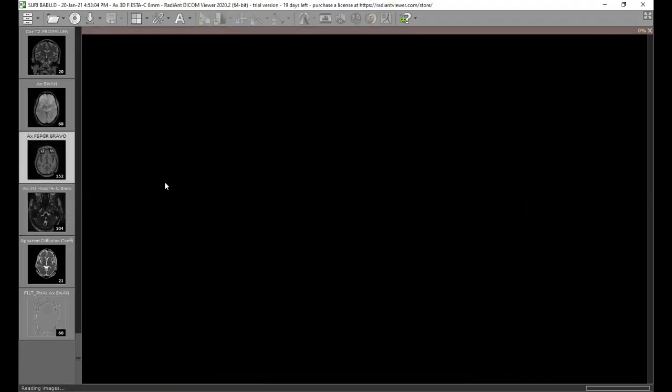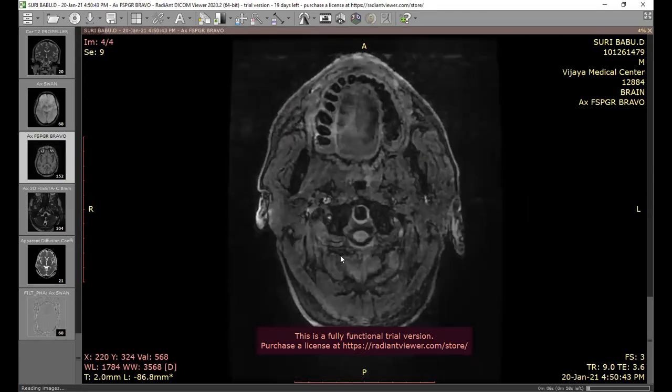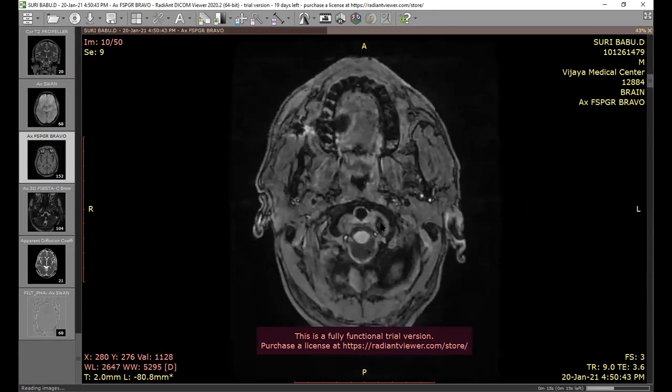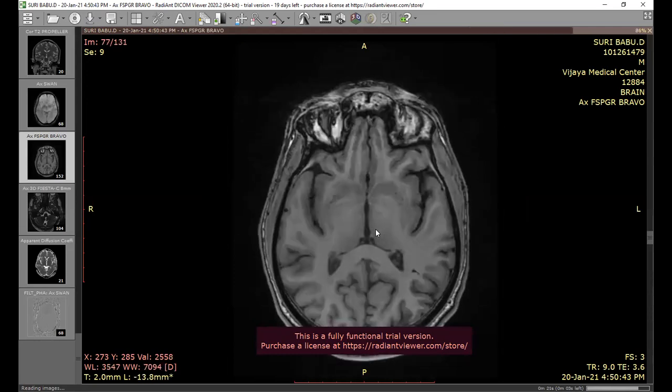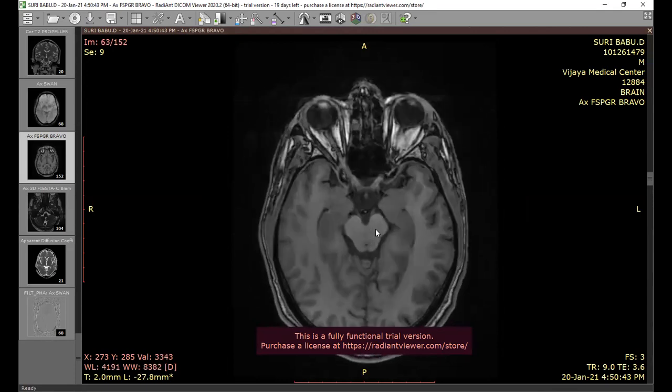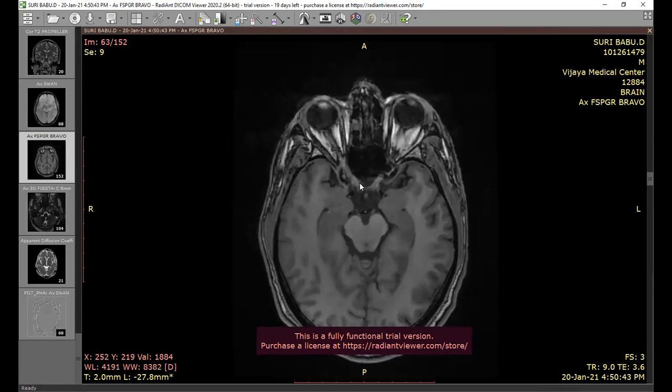Let's see. This is called the FIESTA sequence. Just a minute. You can see here, this is the optic nerve. The optic nerve you can see very easily. And if you go up, it forms the optic chiasm here. It is a very good sequence to see the optic chiasm. This is the optic chiasm and optic nerve.